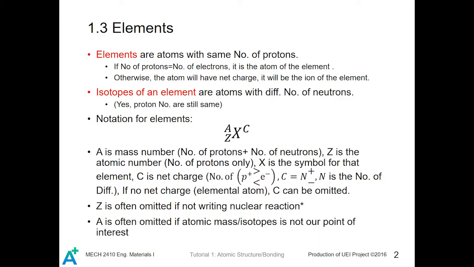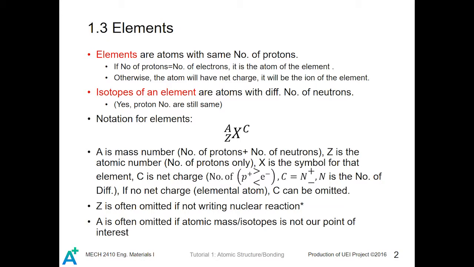Elements are atoms with the same number of protons. If the number of protons is equal to the number of electrons, then it is an atom of the element. Remember that protons and electrons have the same amount of net charge. Otherwise, the atom will have a net charge, and it will be an ion of the element.